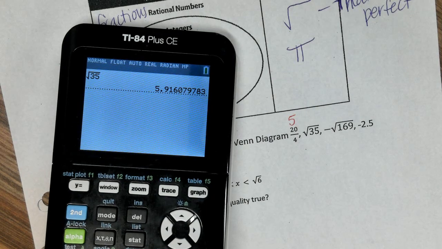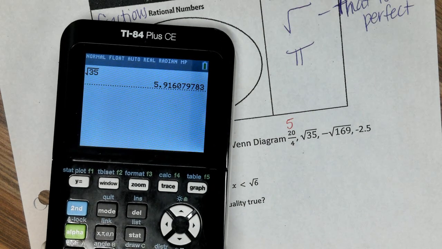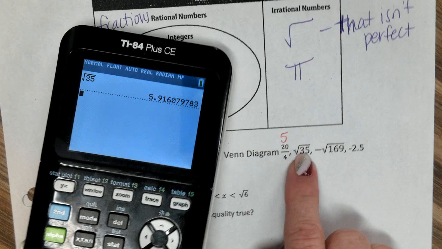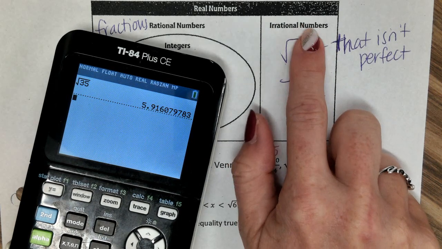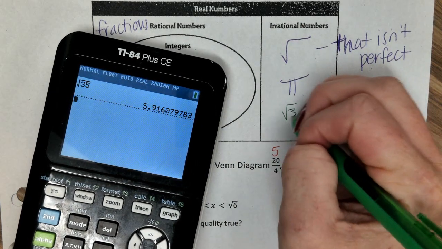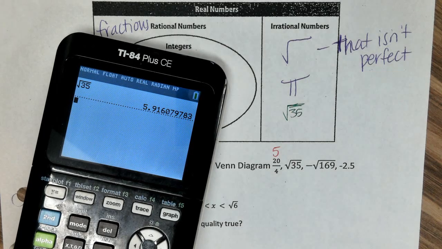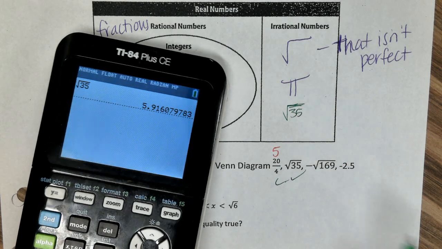That is definitely not a perfect number, is it? So where would the square root of 35 go? Irrational. So the square root of 35 is irrational. Okay, so we did those.